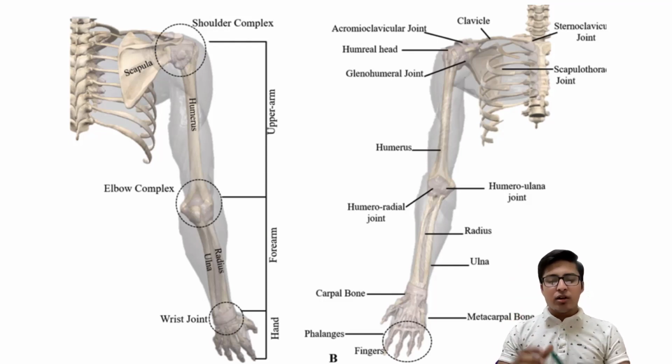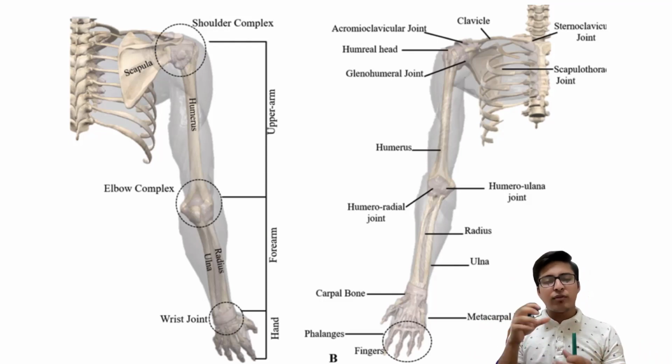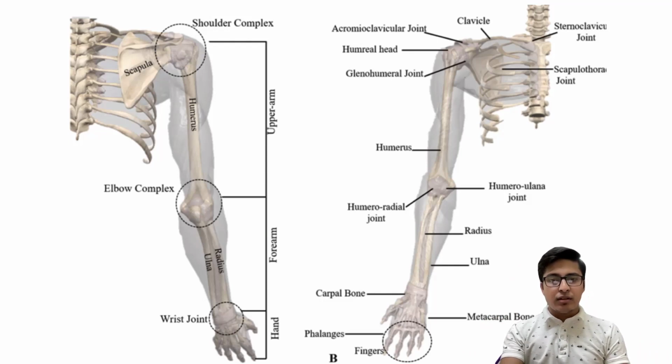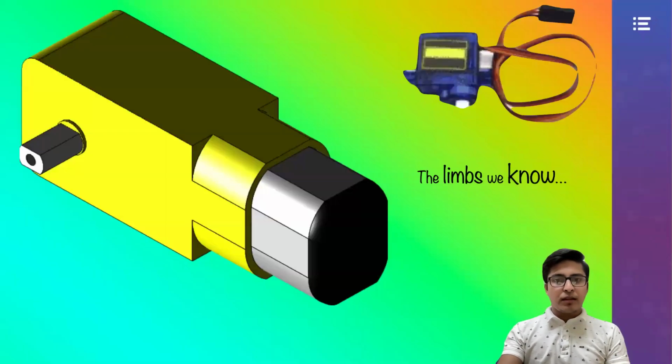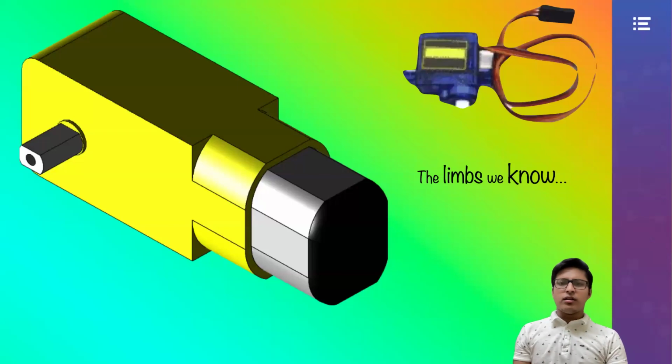And obviously, when two links come together, it forms a joint. So this structure where it joins, basically it's very easy to remember, where two links join is called a joint. All right. So these are the limbs we know for a typical robot.